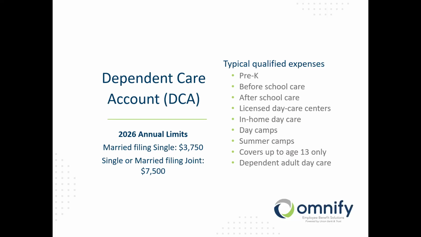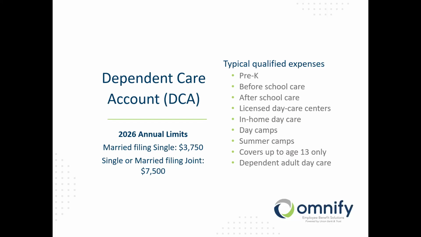There's also an exception for dependent adult daycare. So if that applies to you, we're always here to help answer any questions you have on that. But when it comes to contribution limits, you can set aside up to $3,750 if you're married and filing separately, or up to $7,500 if you're single or married filing jointly.